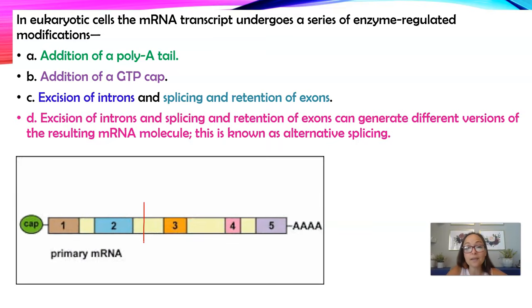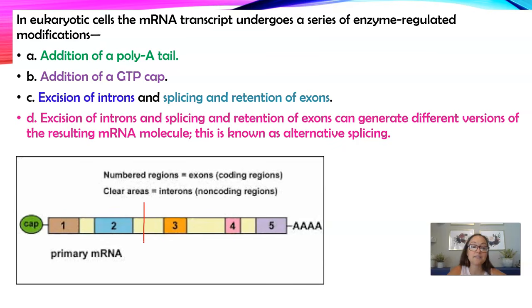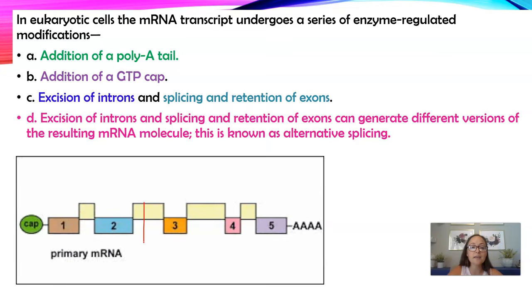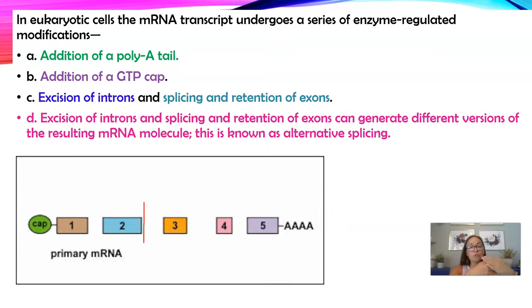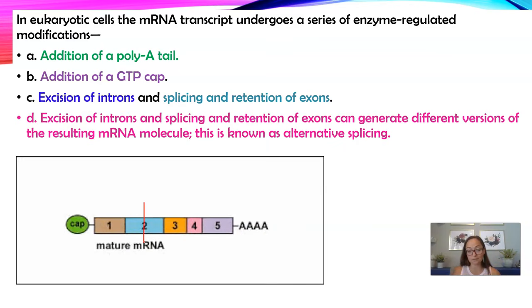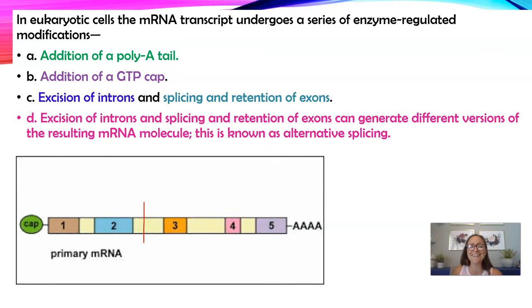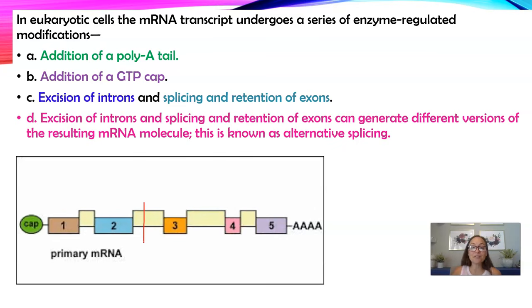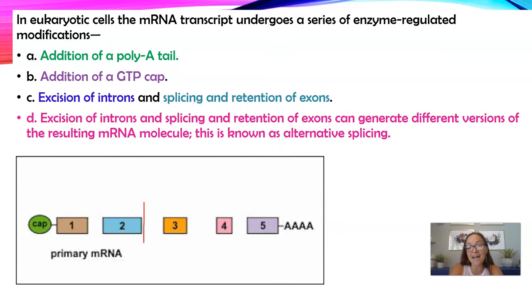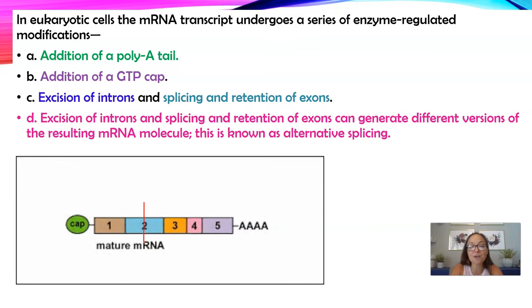Other things that happen in RNA processing is the addition of a 5' cap. It's a modified guanine nucleotide that will basically help the mRNA to attach to the ribosome to start translation. There's also a poly-A tail, a bunch of adenine nucleotides added. That poly-A tail could be anywhere from 50 to 250 adenines added at the end of the messenger RNA.